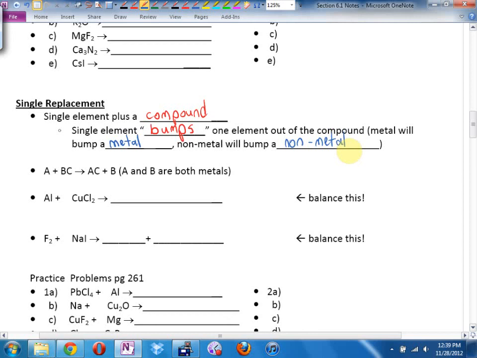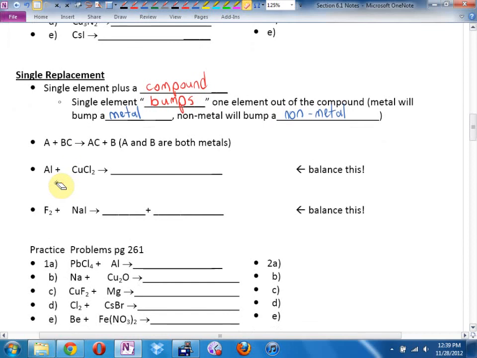As my generic pattern, what we're saying, Emily, is if you have a single element plus a compound, the A will bump the B out, and AC will be together, and B will be by itself. That's if both A and B are metals. If both A and B are non-metals, then the non-metals will bump each other out.